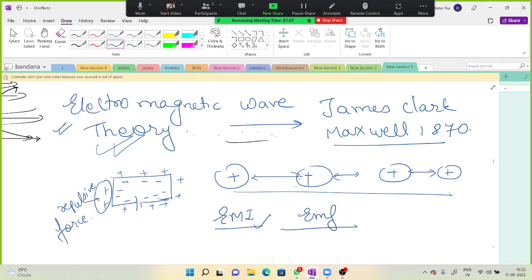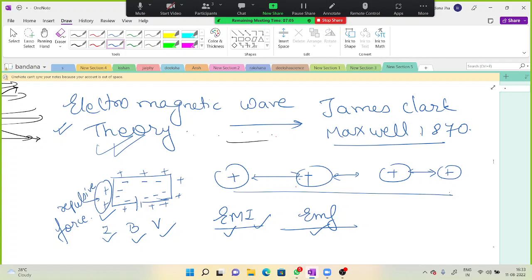So what is his theory then? If there is a magnetic field, an electric field will be produced, and if there is an electric field, a magnetic field will be produced. The electric current we denote as I, and the magnetic field as B. When there is a magnetic field and current is produced, that is known as EMI, and the potential difference is known as EMF. In a circuit the potential difference is known as voltage, current is known as I, and the magnetic field is denoted by B.